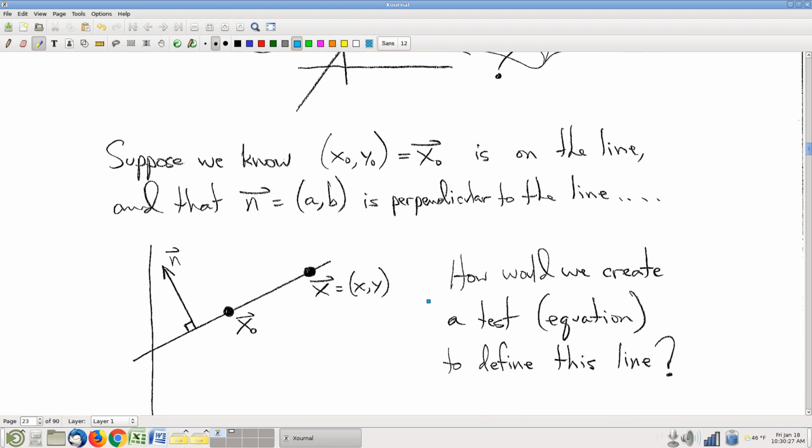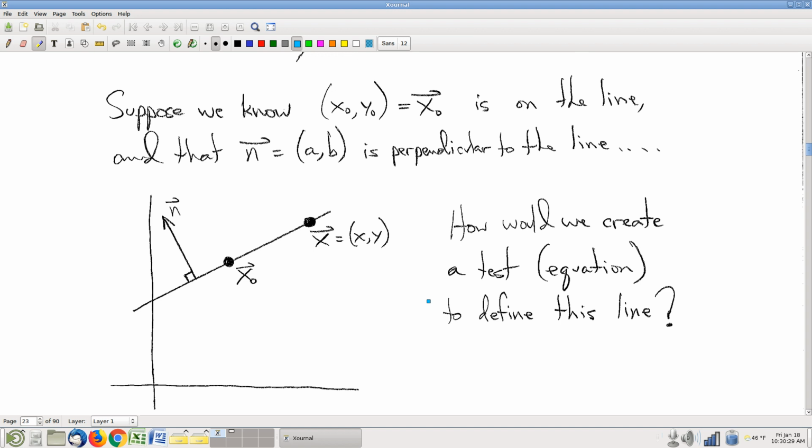That's just a little context. Let's start from nothing. Suppose we don't know anything about the equation of a line. Recall that the equation of a line should be a test. I'm looking for an equation that if the point is on the line, it does satisfy the equation, and if it's not on the line, it does not satisfy the equation. And how would I do that?